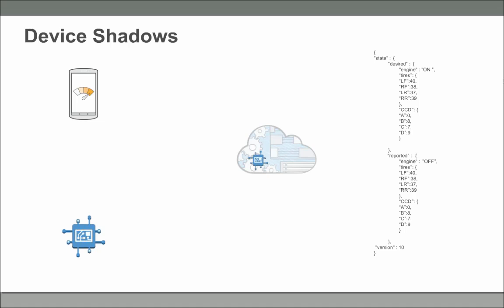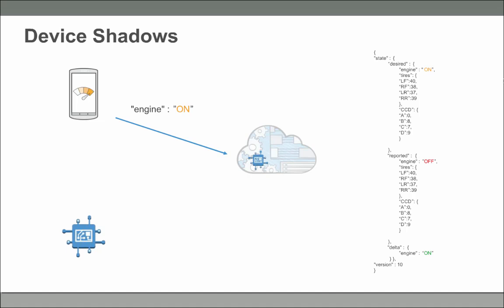And so let's walk through a little use case. You can see the mobile app up in the left corner and then the device below it. And then you can see there's a cloud representation, a shadow of the device in the cloud. So we're going to say that the mobile app sends a command, it updates the desired state and says that engine should be on.